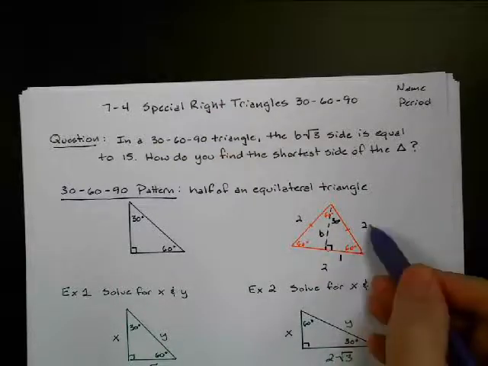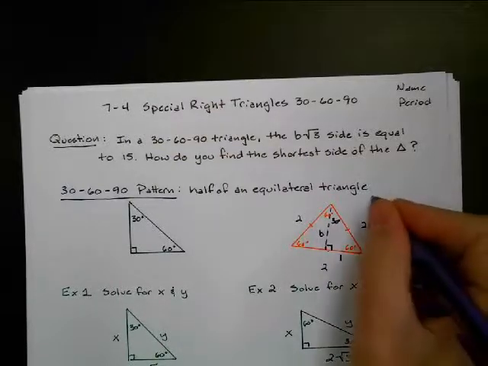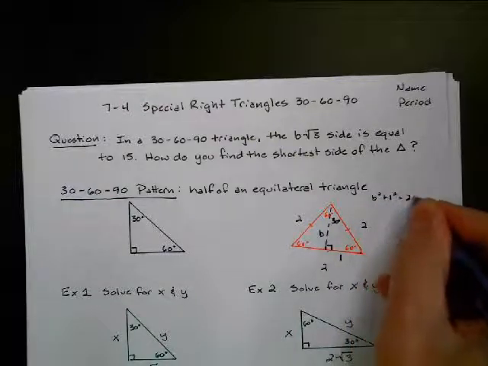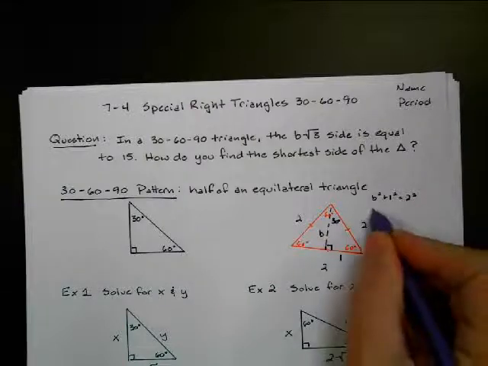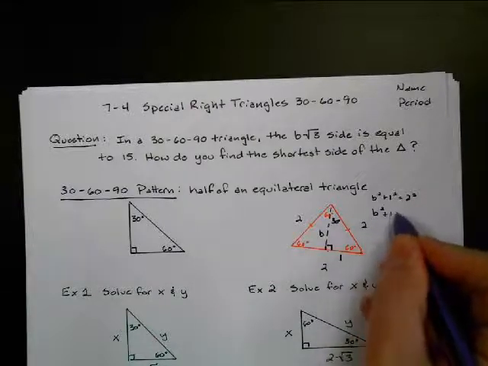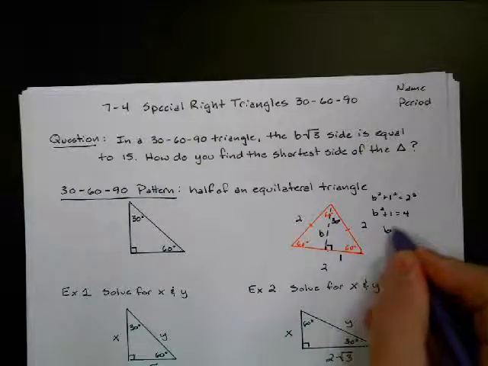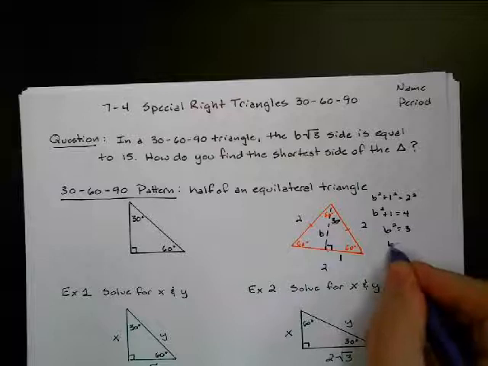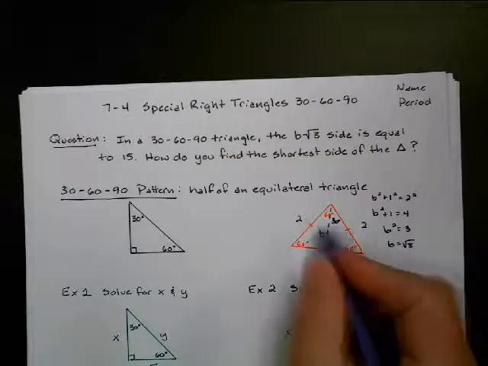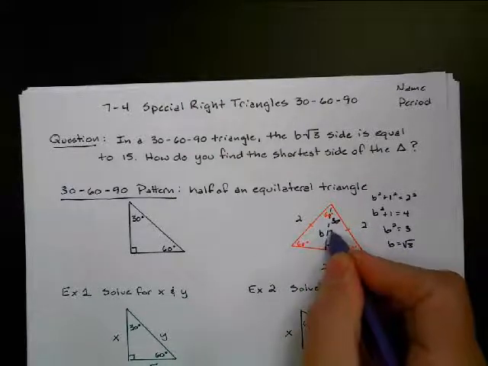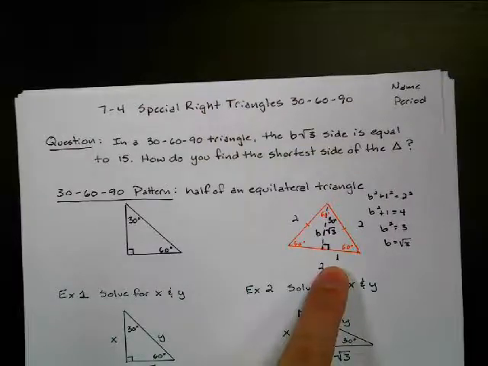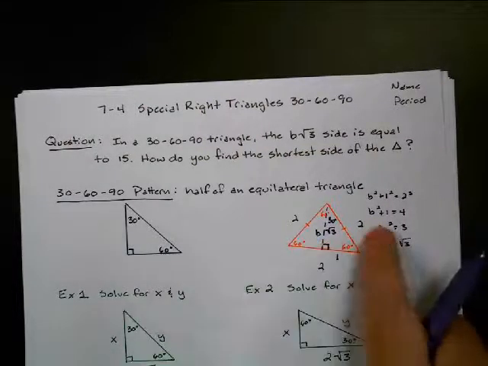If this is 1 and this is 2, we could do the Pythagorean Theorem: b squared plus 1 squared equals 2 squared. So we'd get b squared plus 1 equals 4. So b squared would have to be equal to 3. So take the square root, and b would be the square root of 3. So we see this side here ends up being the square root of 3. And that's really the pattern, that this side would be 1, this side would be root 3, and this side would be 2.